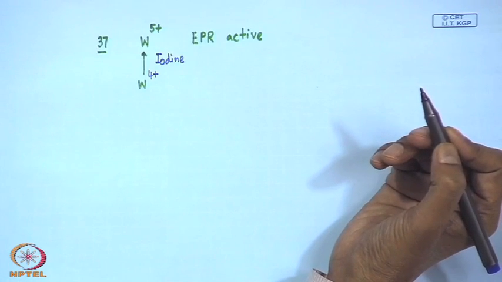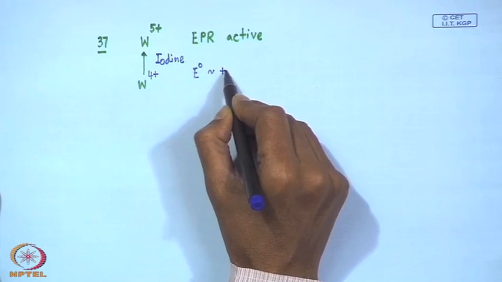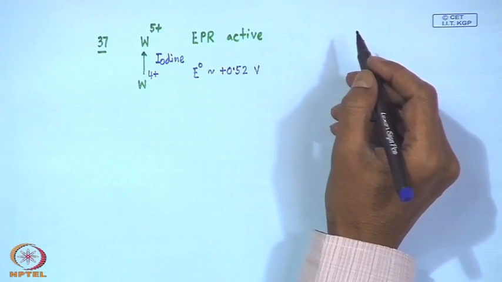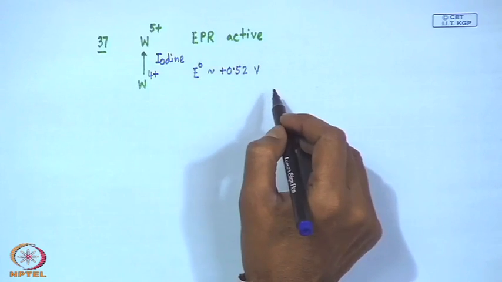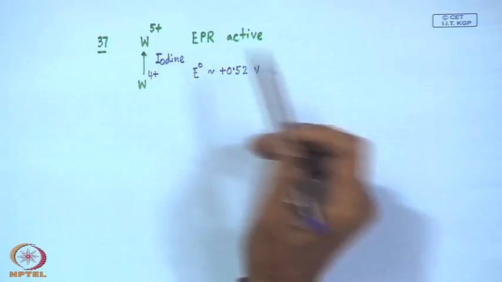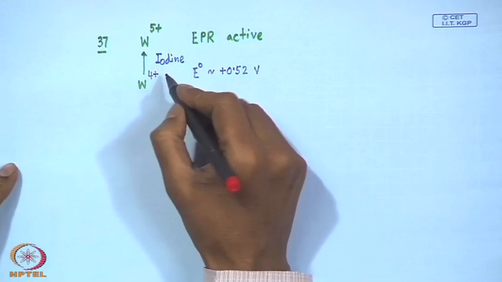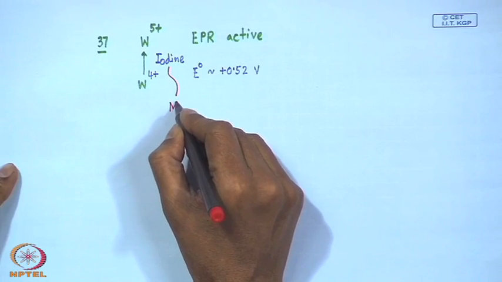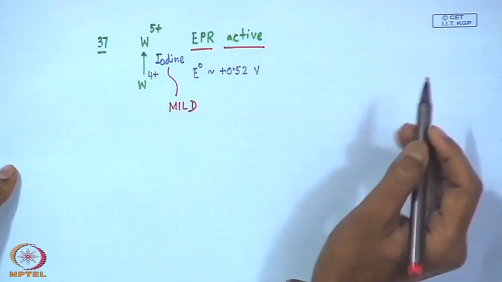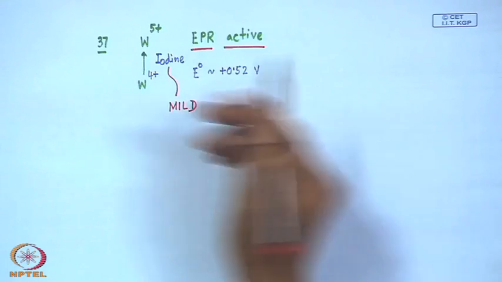Iodine oxidation is available because we know that the E0 value of tungsten is close to plus 0.52 volt. So, it is a very low potential oxidizing agent compared to chlorine or bromine. This low potential oxidizing agent is also suitable for oxidizing tungsten from +4 to +5 oxidation state. So, in this particular case what we have utilized is a very mild oxidizing agent, and we should be able to generate one particular EPR active species. That means this cycle of reactions most of the time goes through the pentavalent oxidation state of tungsten.